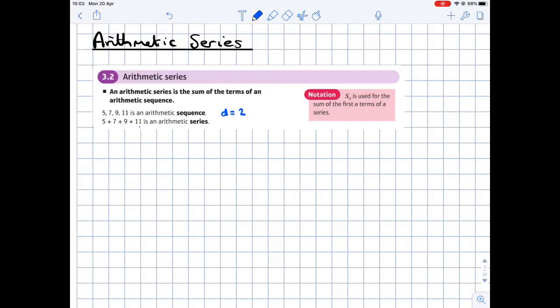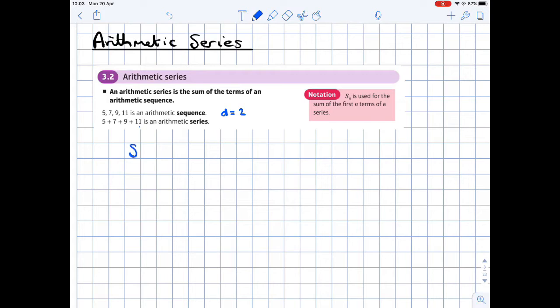Welcome. Today we're going to look at arithmetic series. We've previously looked at arithmetic sequences, and in this case this sequence has a common difference of 2. So remember, an arithmetic sequence must have a common difference. What makes it into a series is if we replace the commas with pluses. So in other words, we are adding up each term to find the sum of the series.